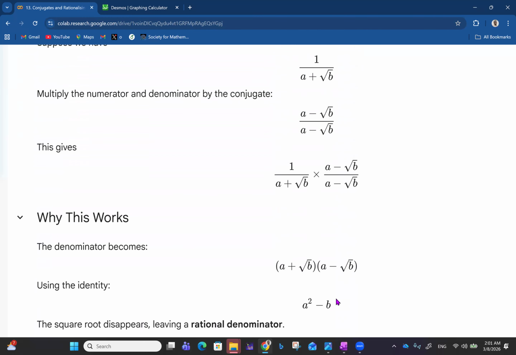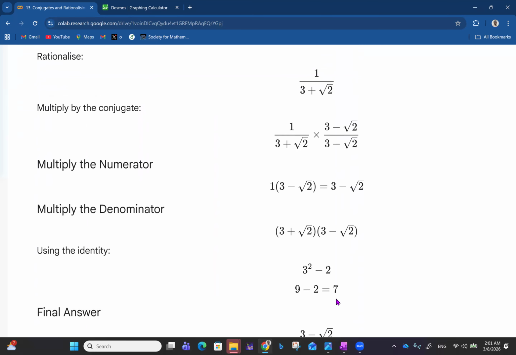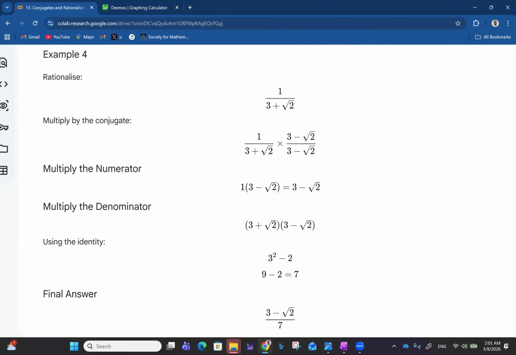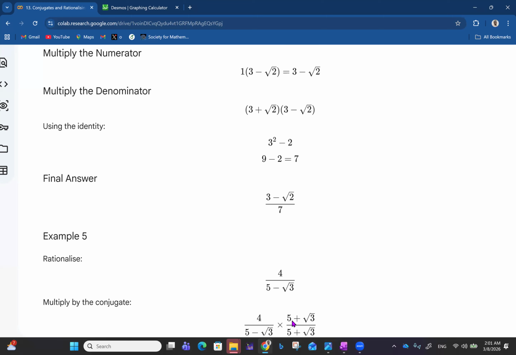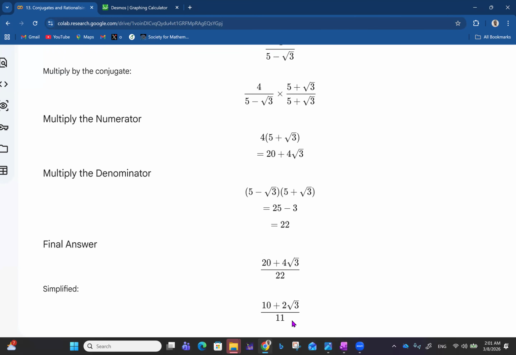So example 4 now. You have 1 over 3 plus root 2. The conjugate of 3 plus root 2 is 3 minus root 2. To make sure this expression is not tampered with, you multiply it by 1, and the 1 takes the form 3 minus root 2 over 3 minus root 2. So you have 1 into 3 minus root 2, that's 3 minus root 2. Down here, you have 3 plus root 2 into 3 minus root 2, which gives you 3 squared minus root 2 squared. Root 2 squared is 2, because squares cancel roots. So you have 9 minus 2, which is 7. Then the whole thing becomes 3 minus root 2 all over 7. Example 5 gives you something similar.